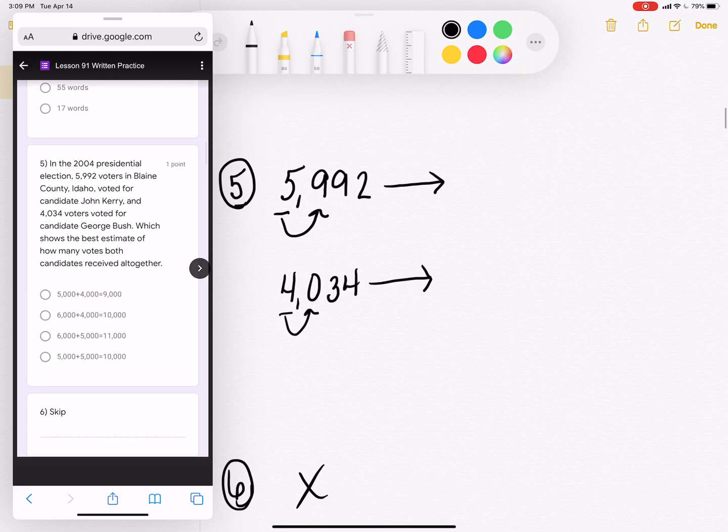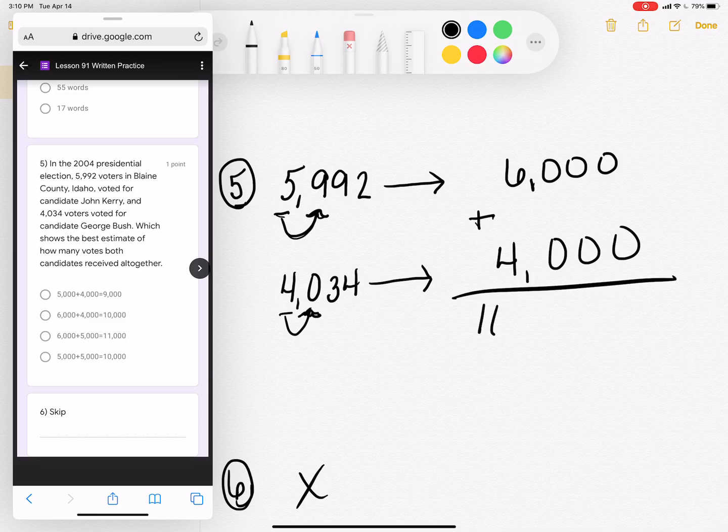Number 5. In the 2004 presidential election, 5,992 voters in Blaine County, Idaho, voted for candidate John Kerry. 4,034 voters voted for candidate George Bush. Which shows the best estimate of how many votes both candidates received altogether? So we're rounding to the thousands place. Underline the 5. Look at the 9. That would become 6,000. It's rounding up. 4. Look at the 0. That's a round down. Stays 4,000. So you need to choose the option that says 6,000 plus 4,000 is 10,000.